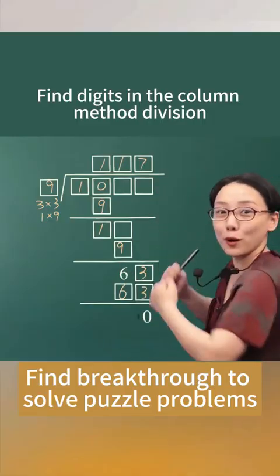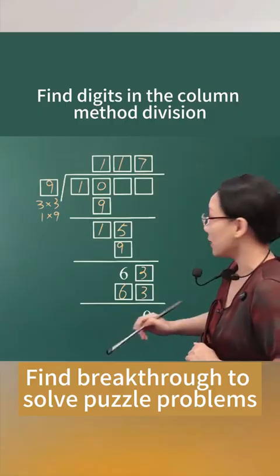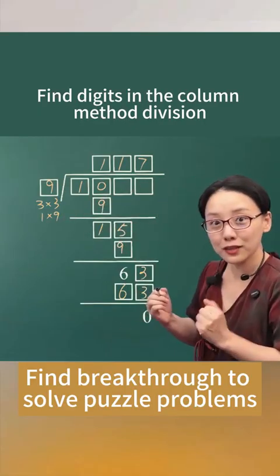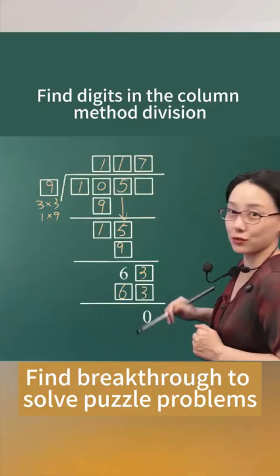What's left is to work backwards from the end. Look, 6 plus 9 equals 15, and 1 plus 9 equals 10. It's filled in. I know this 5 comes down from above, so this spot is 5. This 3 comes down from above, so this spot is 3.